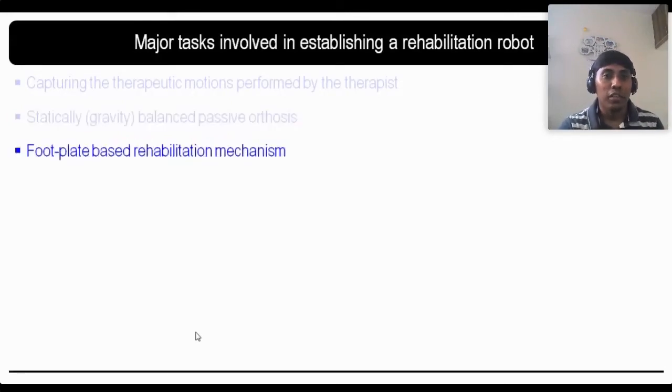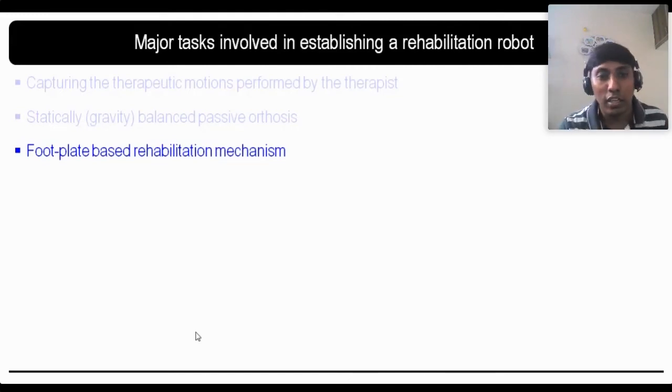And the third thing is, once you think about the passive orthosis system, then you have to come back with operating the passive orthosis with some kind of mechanism system, or you can say mechanical system. So this is what we call foot plate based rehabilitation mechanism, where the foot plate would be attached with another manipulator. That manipulator would be energized.